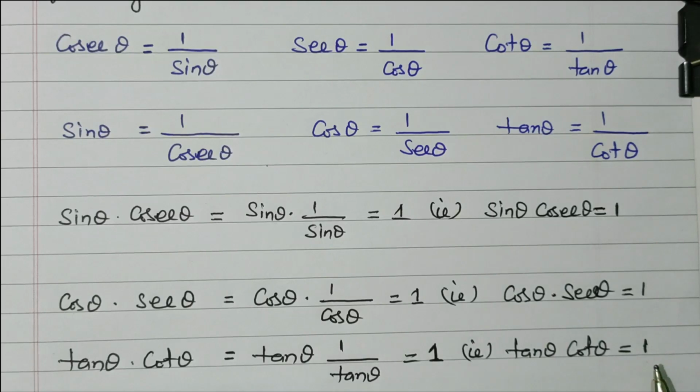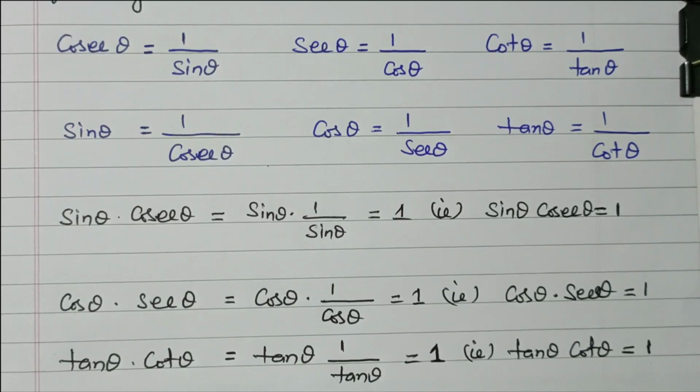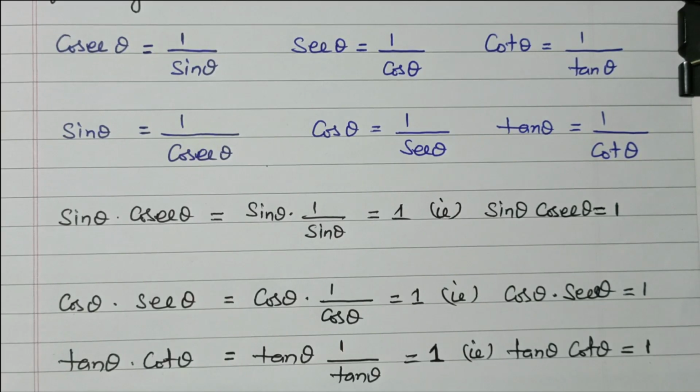So in this video we discussed the reciprocal ratios in trigonometry. The basic ratios are sin theta, cos theta and tan theta. From them we calculated the reciprocal ratios: cosecant theta, secant theta and cot theta. The reciprocal of sin theta is cosecant theta, of cos theta is secant theta, and of tan theta is cot theta. From that we got the relations also: sin theta into cosecant theta equals 1, cos theta into secant theta equals 1, and tan theta into cot theta equals 1.